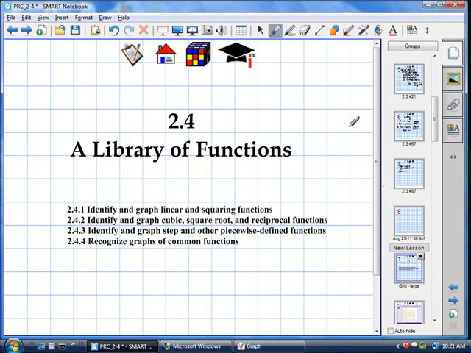And then finally, if I give you a graph, can you kind of look at it and go, aha, yes, that's the I don't give a rip function, or that's a quadratic. So that's kind of what we're going to do today.